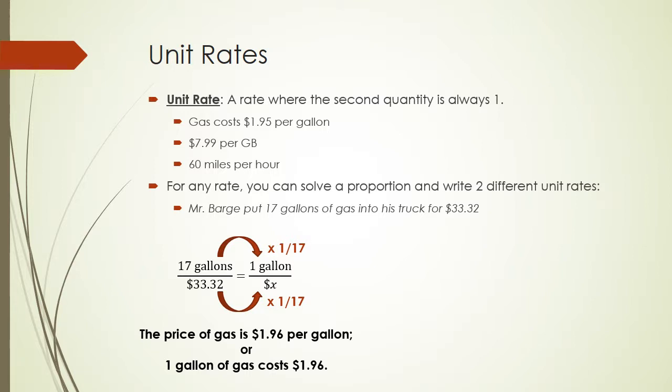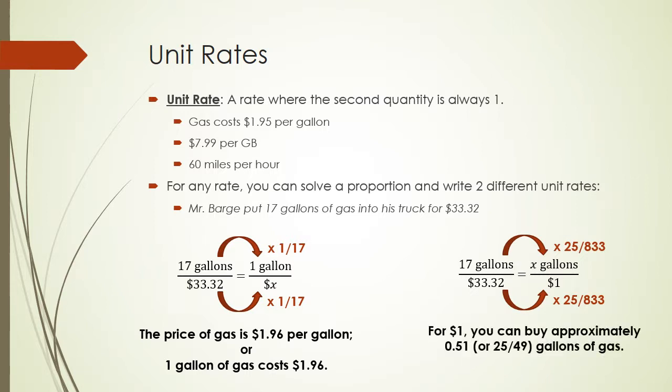The other unit rate I could write in this case is figuring out how many gallons I could get for $1. So again, draw the arrows, find the scale factor. In this case it's 1/33.32. Multiply that by 17 and I would get that for $1 I could buy approximately 0.51 of a gallon of gas. Now, obviously in most situations there's going to be one unit rate that makes more sense. For us it makes more sense to think about $1.96 per gallon, but it's important to know that we can write them both ways.